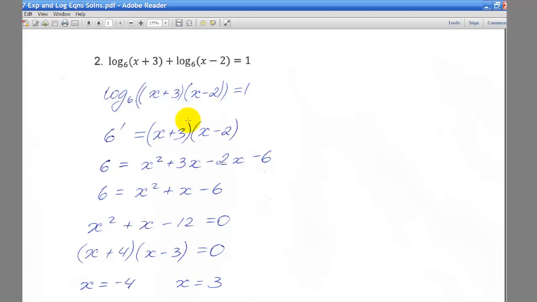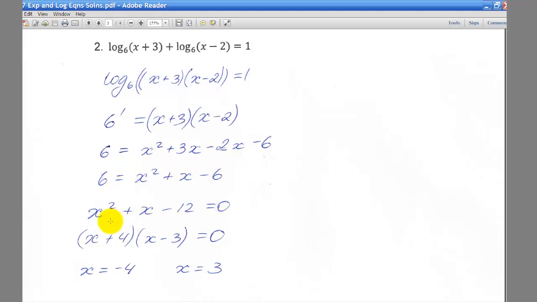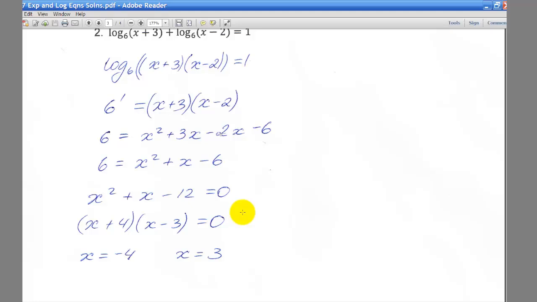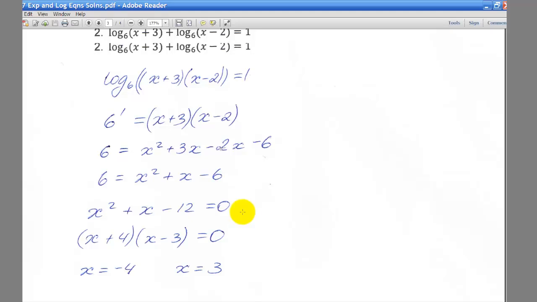6 to the power of 1 equals this. This is my answer. 6 is my base. 1 is my exponent. 6 to the power of 1 is 6. Here I am expanding and getting a quadratic equation. I'm bringing 6 over, and this is what I get: x squared plus x minus 12 equals 0. I factor it, and my two factors are x equals negative 4, x equals 3.